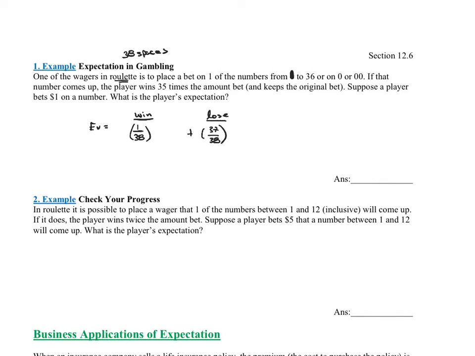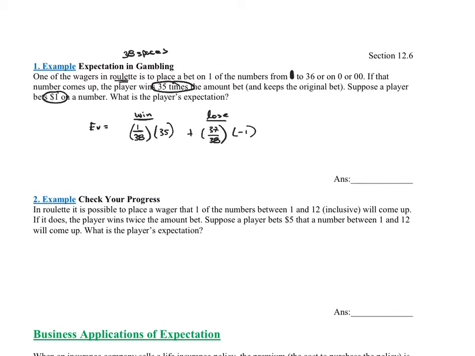Okay? If you win, how much do you make? Well, it was a $1 bet, and you get 35 times that amount. So if it's a $1 bet, you would win $35. If you lose that $1, and I made that number negative because it is a loss, okay?